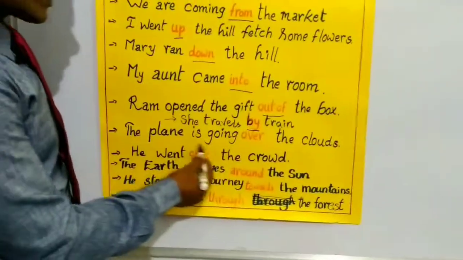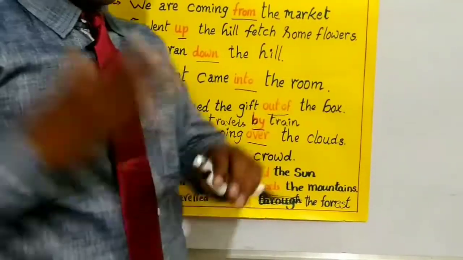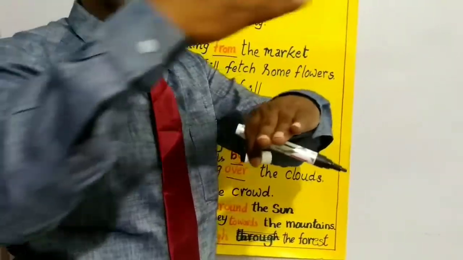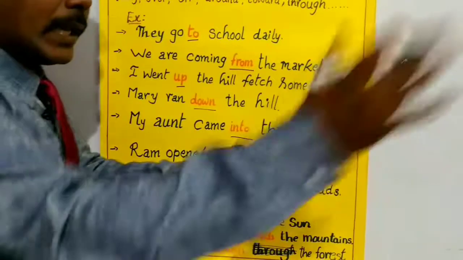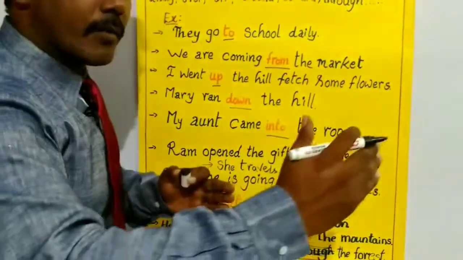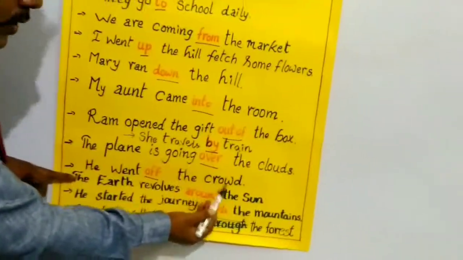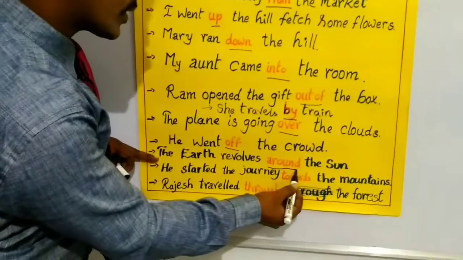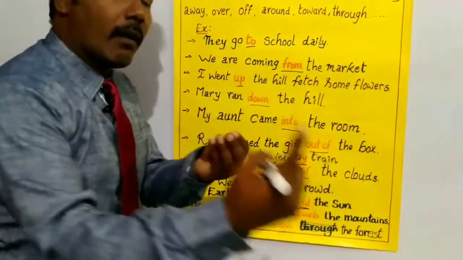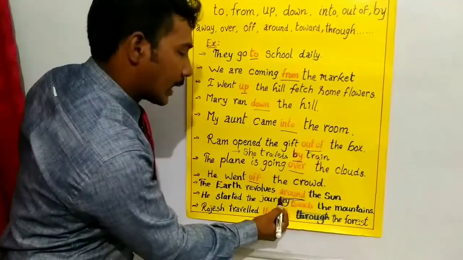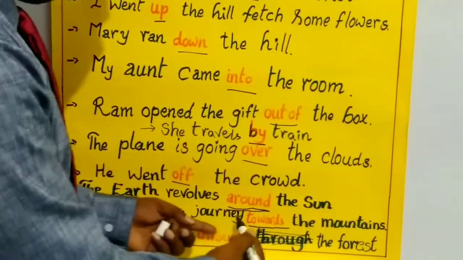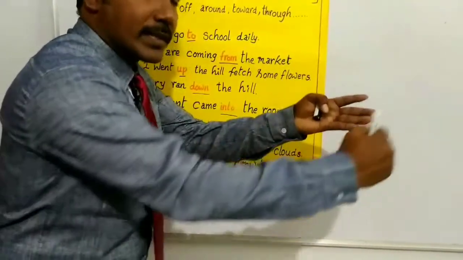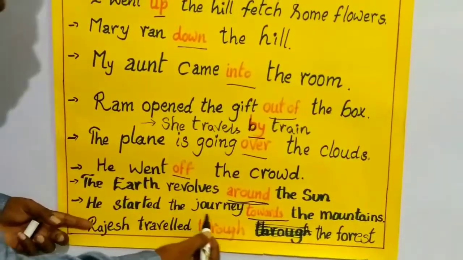Okay, and next, the plane is going over the clouds. Already I told you, over the clouds. This is movement. Over the clouds. And he went off the crowd. So he separated from the crowd. Off means far. The earth revolves around the sun. I already told you, around. Around the sun. He started the journey towards the mountains. So toward the mountains he is just starting.